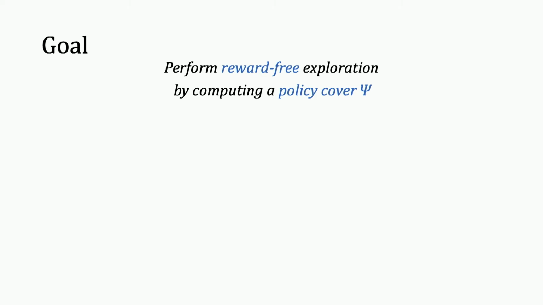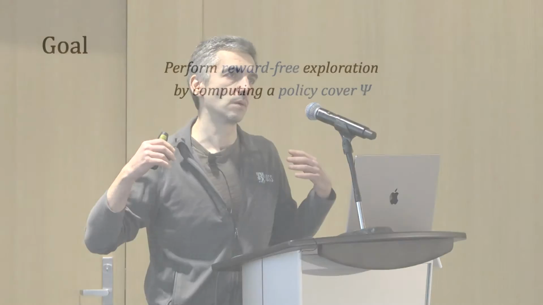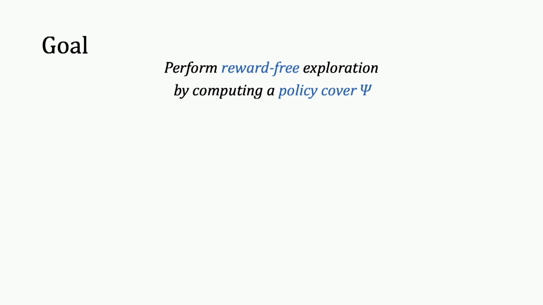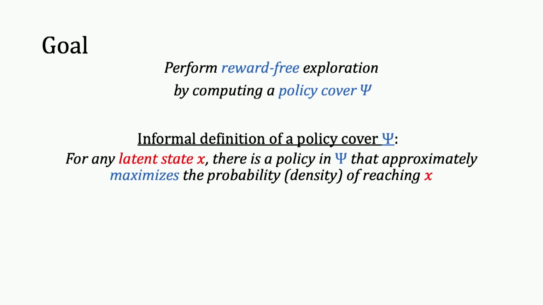What we will do is perform reward-free exploration by computing a policy cover. This is one way to do reward-free exploration. We will build what's called a policy cover. Think of this as a database of a small number of possible policies that let you do whatever you might want to do.